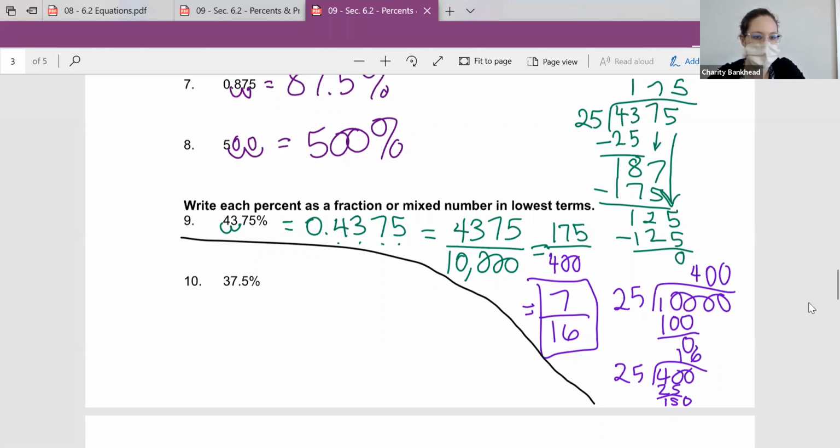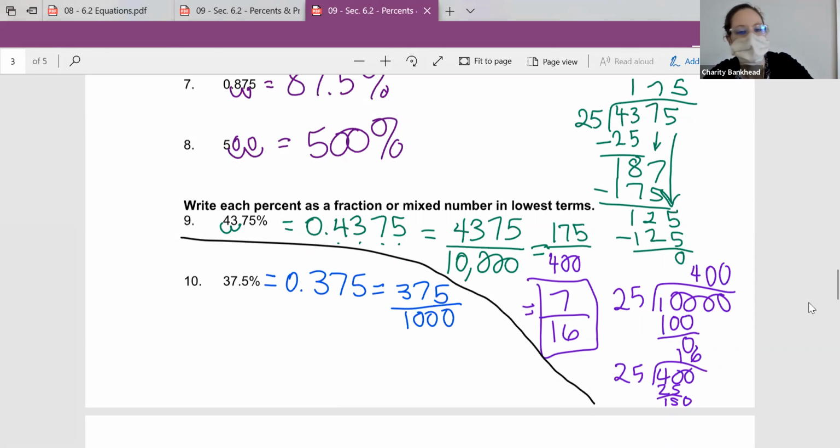All right, 37.5%. So that's equal to 0.375, which is equal to 375 over 1,000. And then I can divide each of those by 25. Okay, so let's see. 25 into 375.